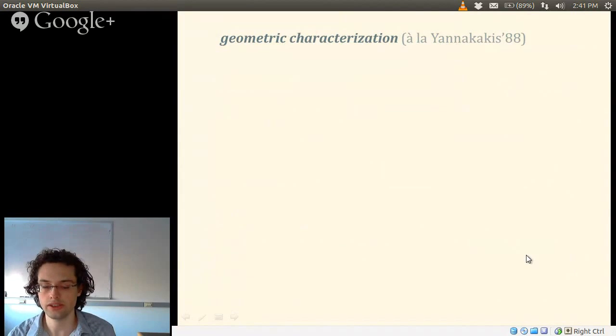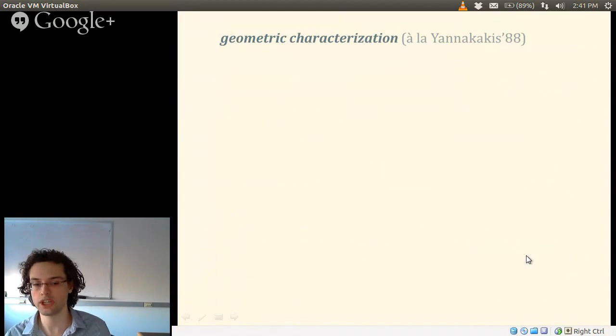So he has a characterization of this, of the minimum size of an LP relaxation to get a certain guarantee in terms of a non-negative rank of certain matrices. For this work, we will use a slightly different formulation of this characterization. It's equivalent, but it's a different formulation. So here it is. It's quite intuitive.